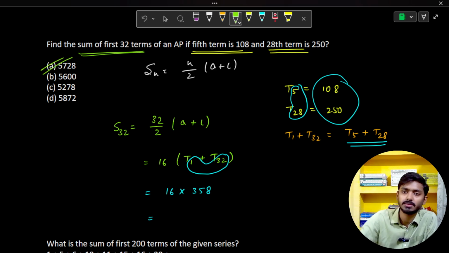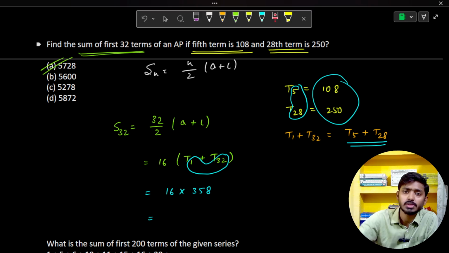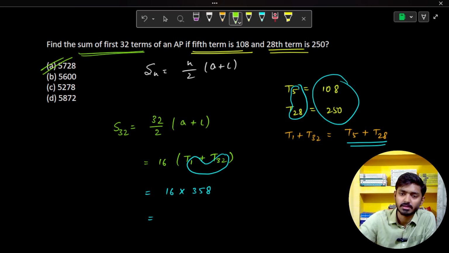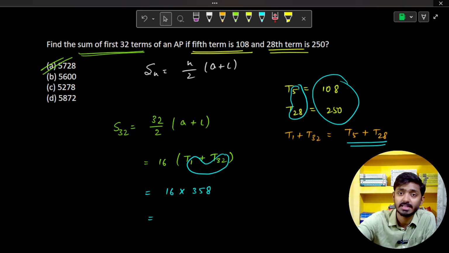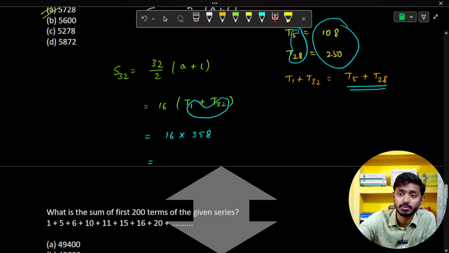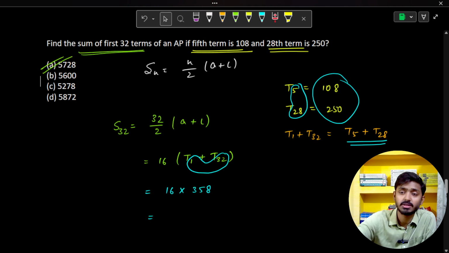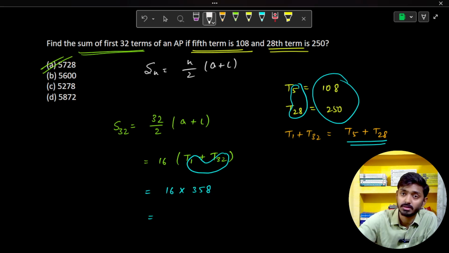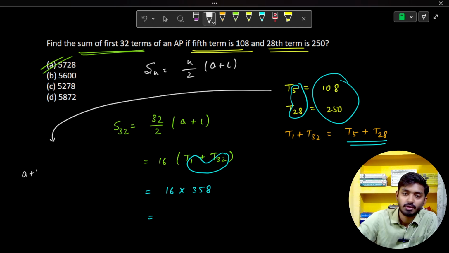Simple as that. Now, this was the easy trick-based method. Although you are supposed to use this, the examiner expects you to solve using this method. But if you are not comfortable with this, although you should be, what you will say is, you are given the value for T5. The formula for T5 would be A plus 4D, which equals 108. And T28, it would be A plus 27D.